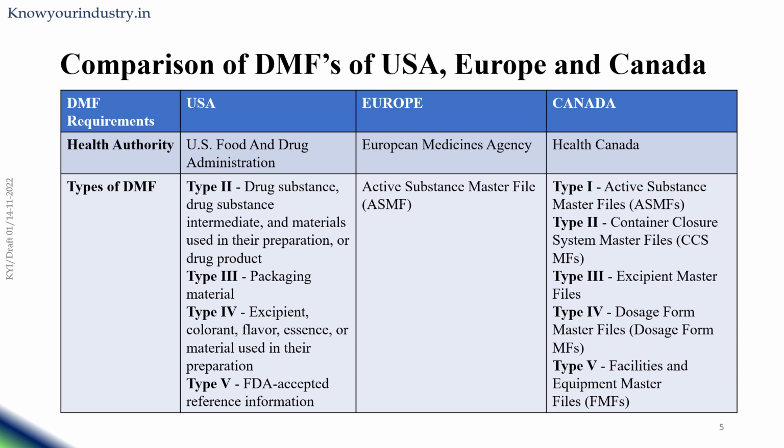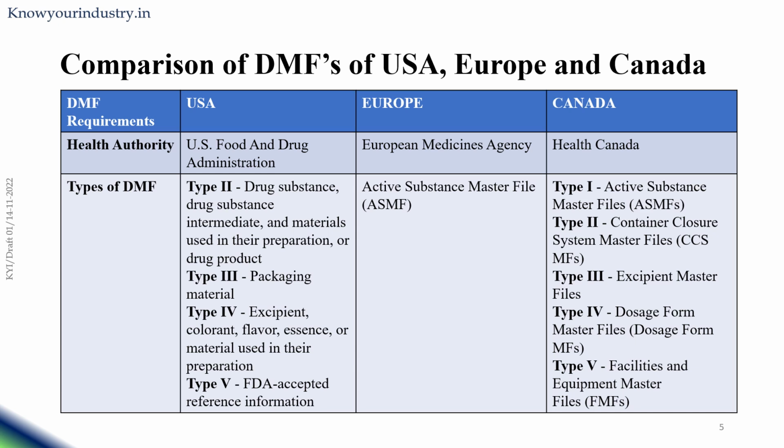Then comes the types of DMF. In USA, there are 4 types of DMF. Type 1 is discontinued, phased out. Type 2 is for drug substance, intermediate and materials used in their preparation, or drug product. Type 3 is for packaging material. Type 4 is for excipient, colorant, flavor, essence or material used in their preparation. Type 5, FDA accepted reference information.